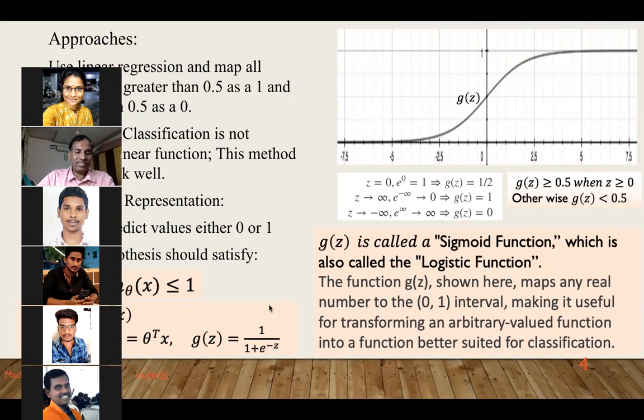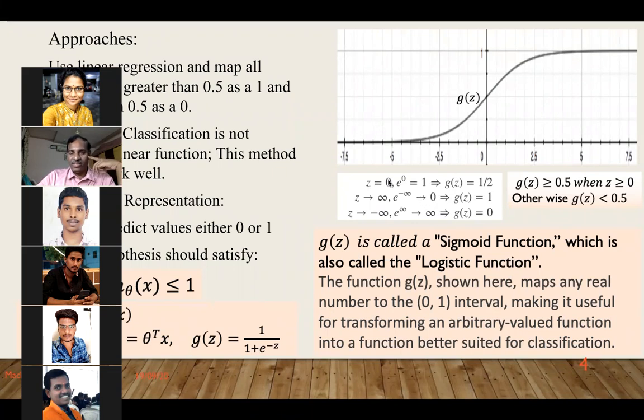1 plus infinity is infinity. 1 by 1 plus infinity is infinity, so 1 by infinity will become 0. So whenever z takes negative large values, it becomes 0. And whenever it takes positive z values, it becomes 1, right? So g(z) will always be between 0 and 1. This g is called the sigmoid function or logistic function. That's why this is called logistic regression.